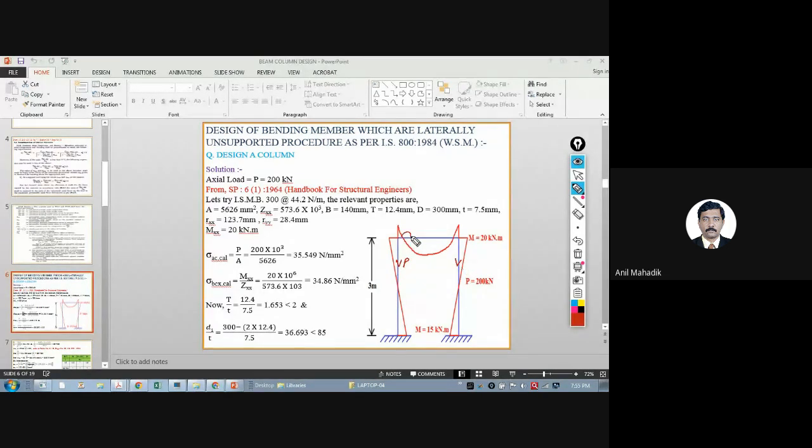Whatever is the reaction coming from this beam, it will transfer to the column as axial force. So it will be P and there will be bending moment M. So in this column there is axial force and there is a bending moment. Now let's say this P value in the column is 200 kilonewton and the moment value is 20 kilonewton meter, and we want to design this column. So we will take the maximum moment. Actually there is moment at the bottom also, but we will design for the maximum, then there is no problem. So can anybody tell me how will you design this? Due to the axial compression force, what will happen?